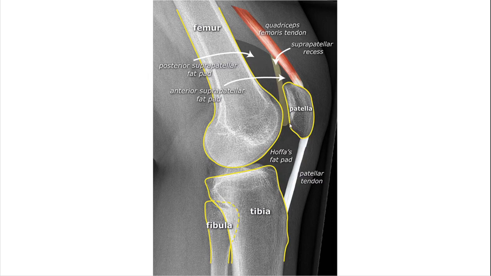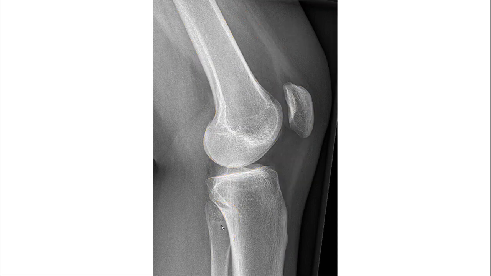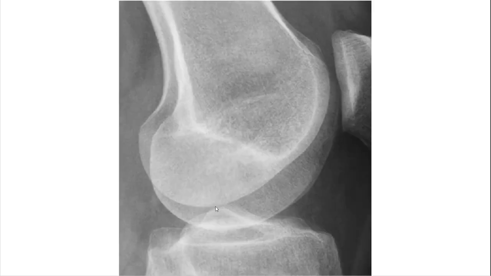Right, so patella and the tendon of quadriceps, the patellar tendon or the ligamentum patellae. Then this is the suprapatellar recess or the suprapatellar bursa, which communicates with the cavity of the knee joint. These are the anterior and posterior suprapatellar fats. There is the tibia and there is the fibula. Yes, notice that the fibula is overlapping the posterior part of the tibia, again because this is a lateral view, right?